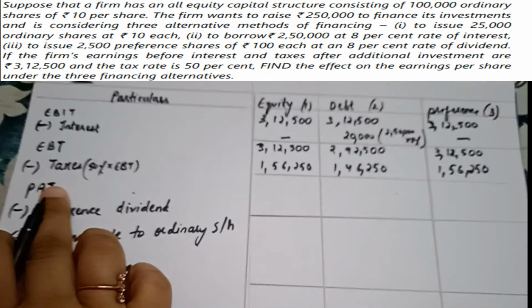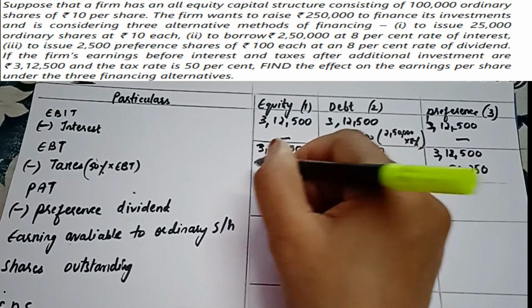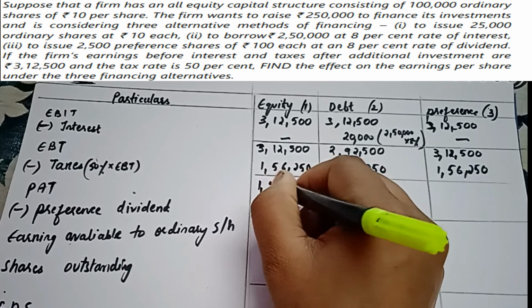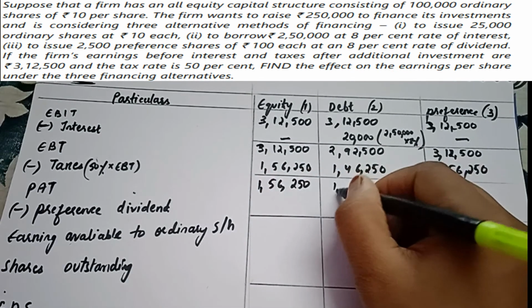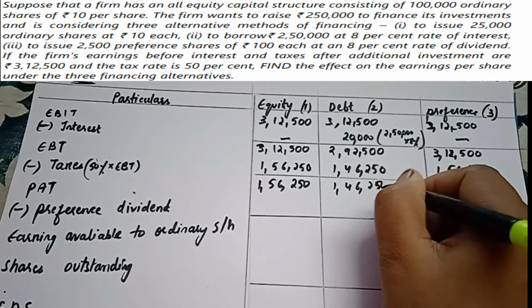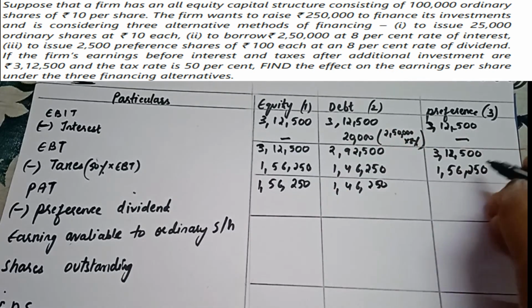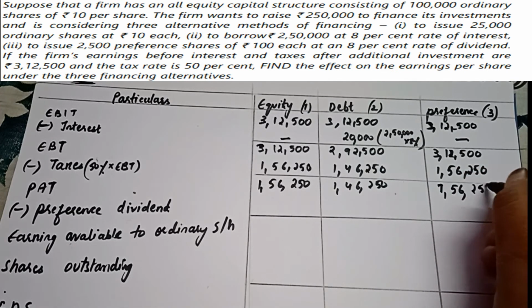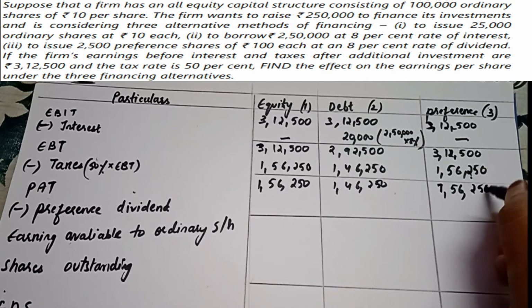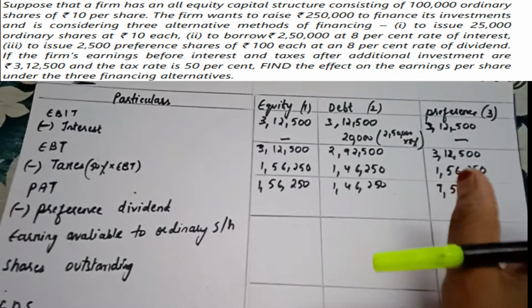Profit after tax is what? EBT minus tax. Because it's already 50%, the other 50% will come down, right? You're just deducting this amount from that. So 1,56,250. Okay, this is what we got, profit after tax.